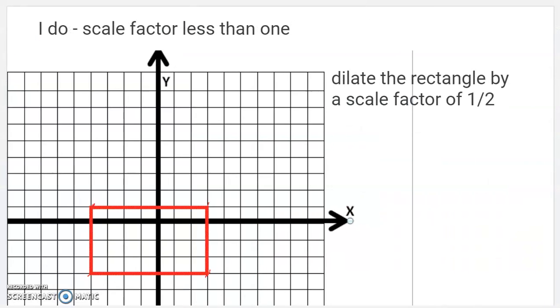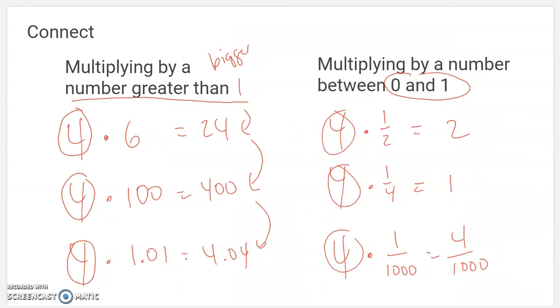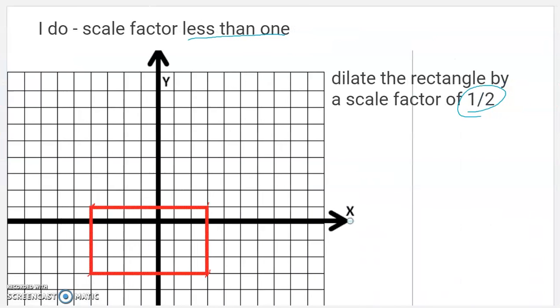So what if you're dilating by a factor less than 1? So I'm going to dilate the same rectangle now by a scale factor of 1/2. So remember, just like with numbers, when you multiply by a number less than 1, you get something smaller. Dilating works the same way. So now when I dilate this by a factor of 1/2, I'm going to get a smaller rectangle.